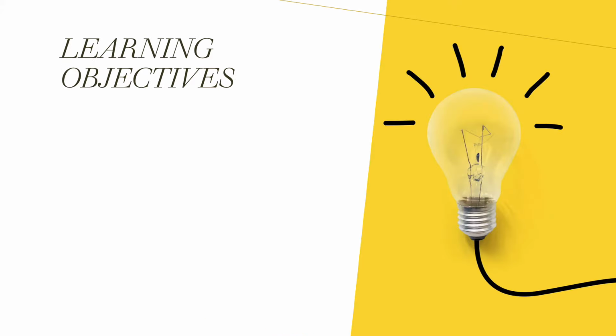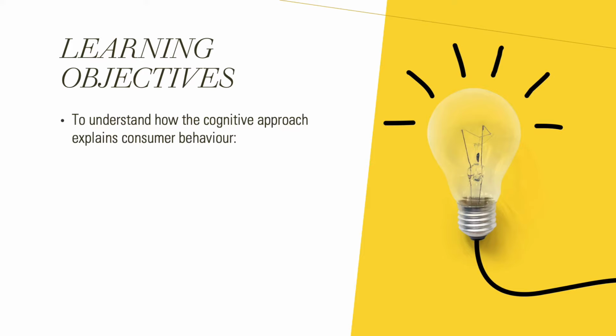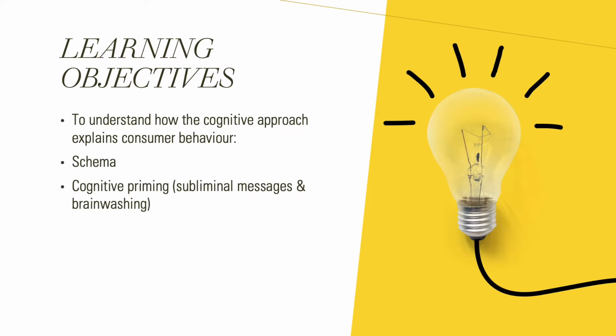Learning objectives today is to understand how the cognitive approach explains consumer behaviour. And don't worry if you're not quite sure what consumer behaviour even means. I'm going to explain that in the next slide. So we're going to look at 3 key terms of the cognitive approach. Number 1 being schema, and number 2 being cognitive priming. So in terms of cognitive priming, we're going to look at subliminal messages that advertisements use, and also brainwashing. And then we're going to look at cognitive biases, in particular confirmation and authority bias.